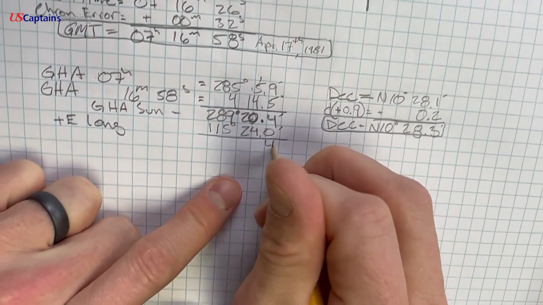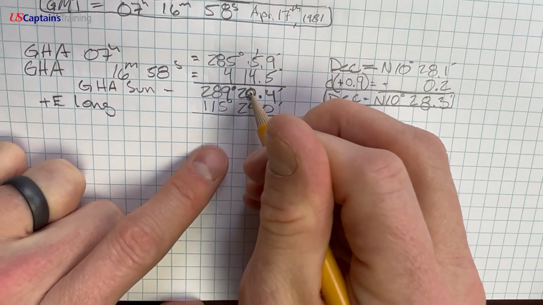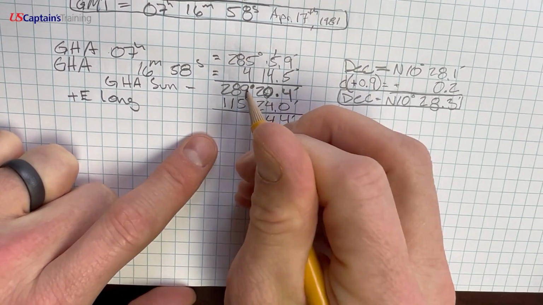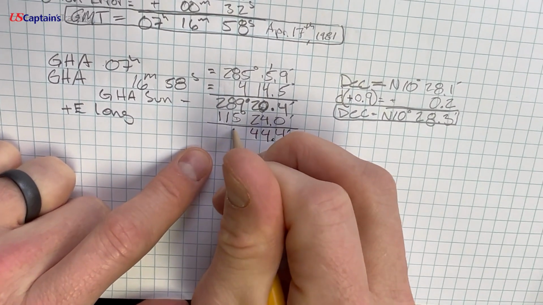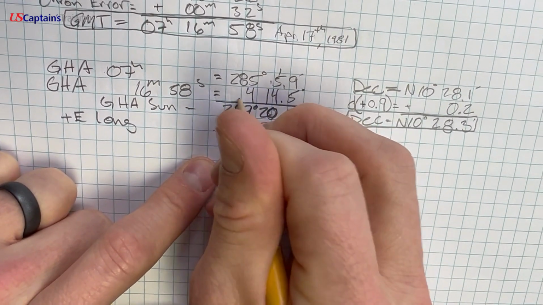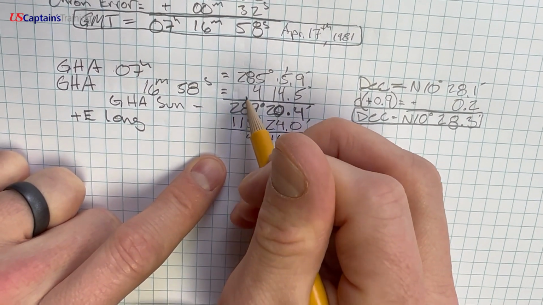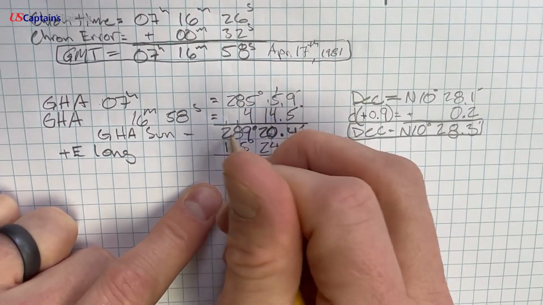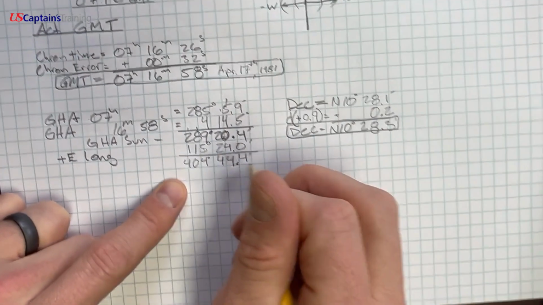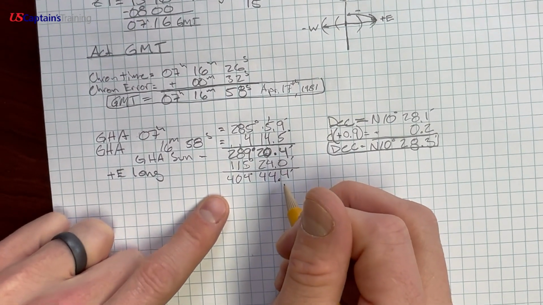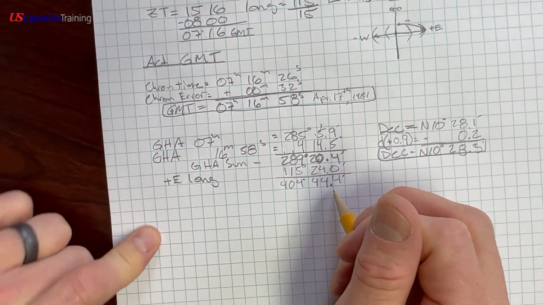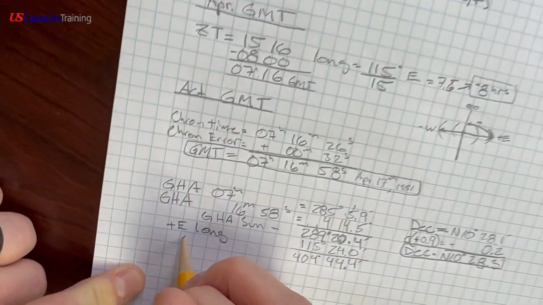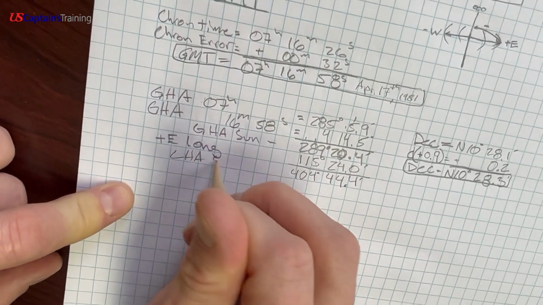4 and 0 is 4. 0 and 4 is 4. 2 and 2 is 4. 9 plus 5 is 14. 1, and that's 9. 10. Carry the 1. 3. So that's 404 degrees 44.4 minutes. And this is our LHA, but you'll notice we're not going to find 404 in the book. So that's LHA of the sun.